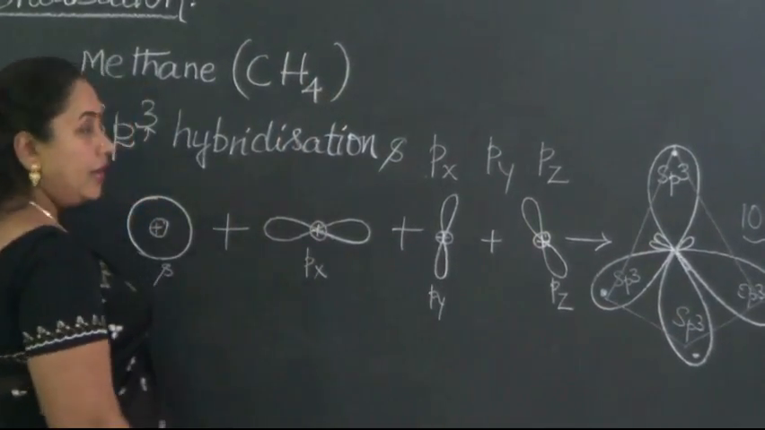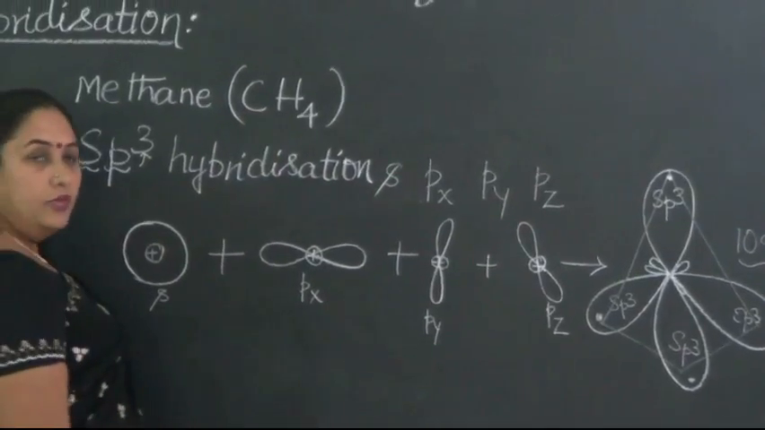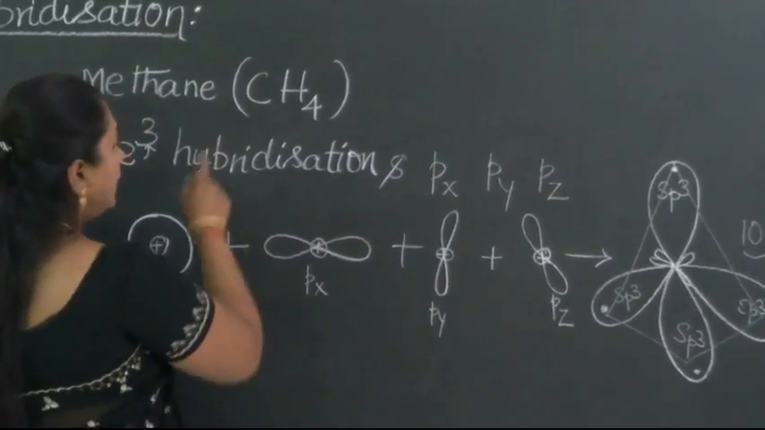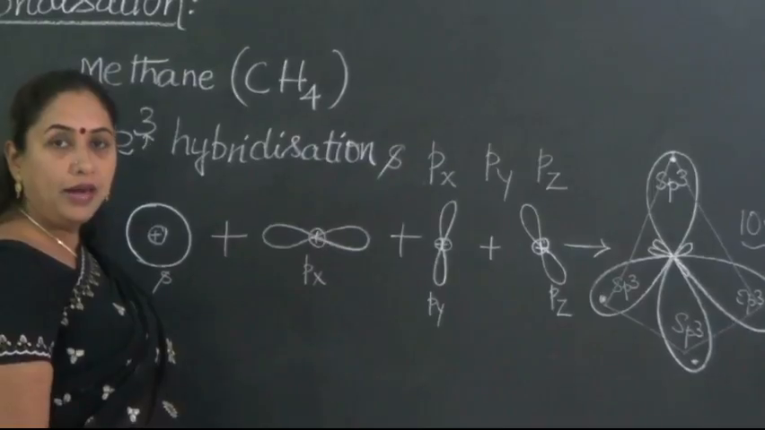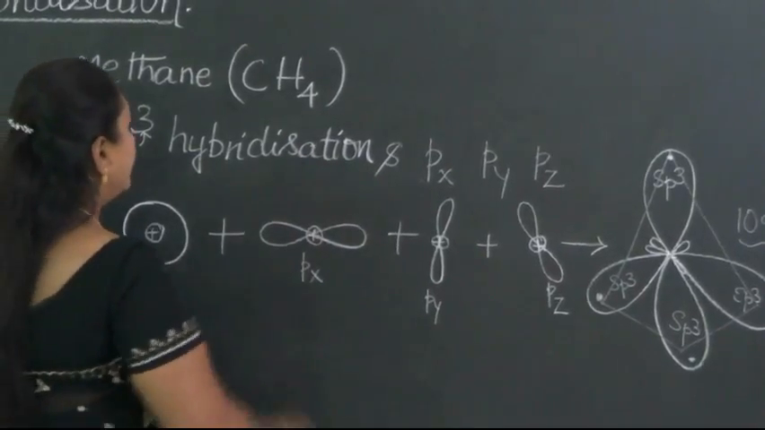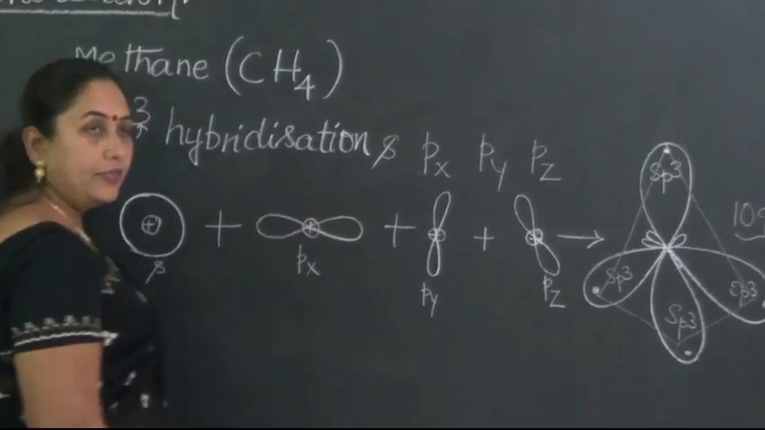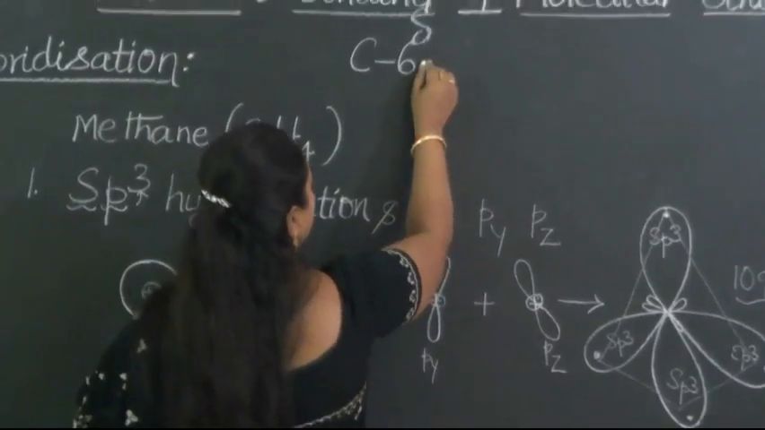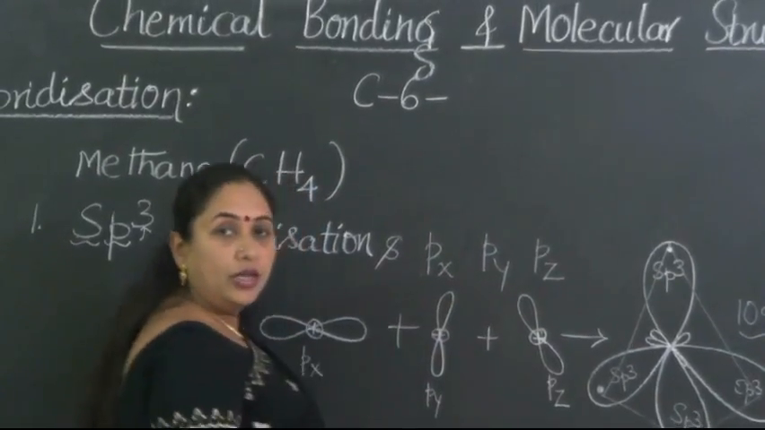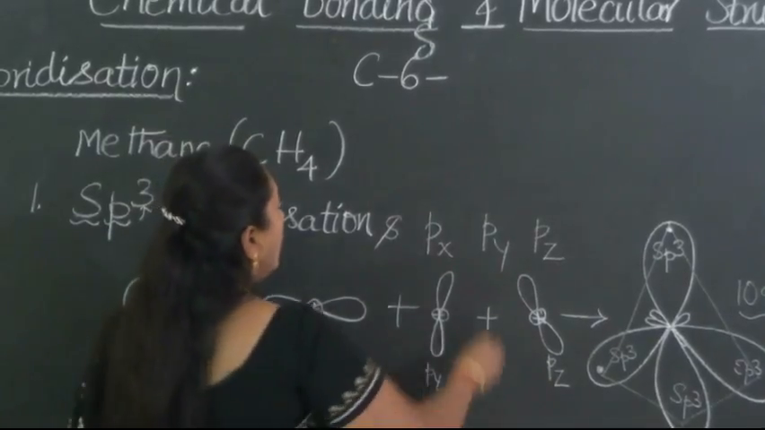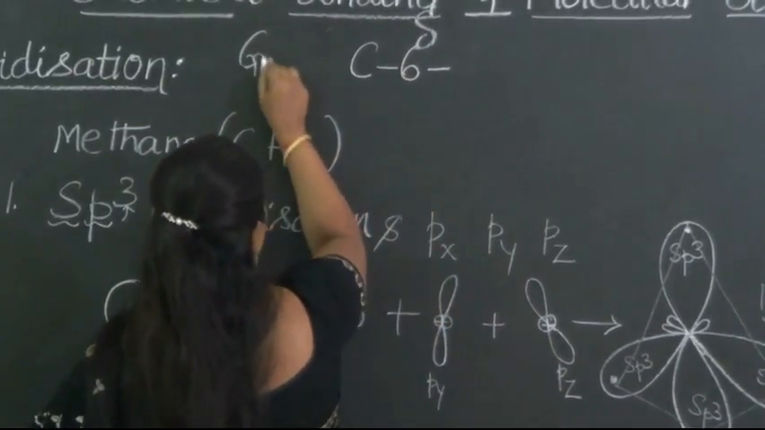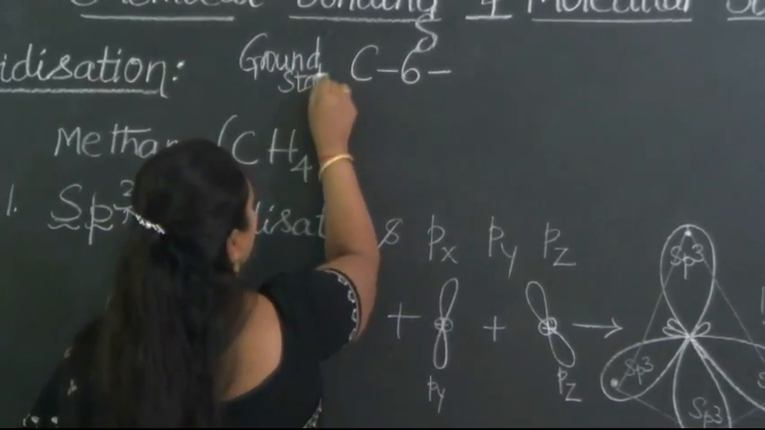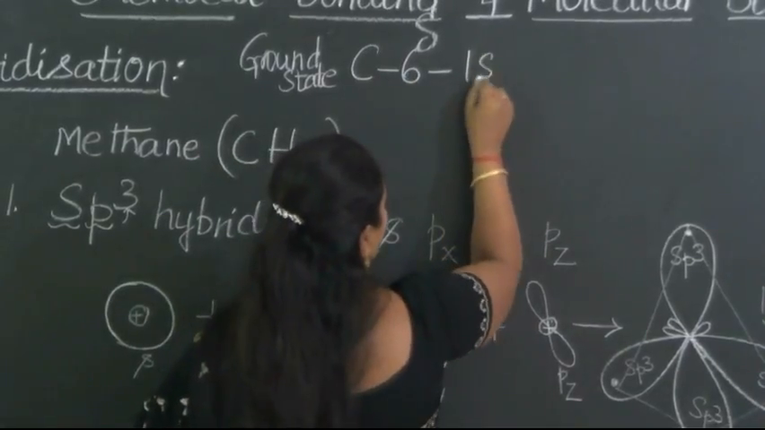So what can we see here? There is one carbon atom which is bonded with 4 hydrogen atoms. How will this be undergoing the process of sp3 hybridization? Let us have a look at it. This carbon atom is having atomic number 6, and its electronic configuration in the ground state, that means in the normal state. How will be its configuration?